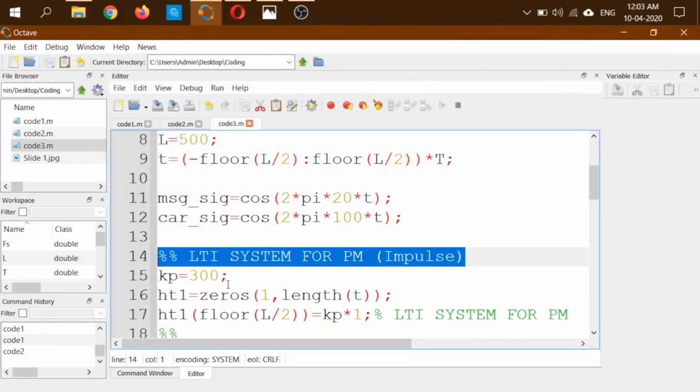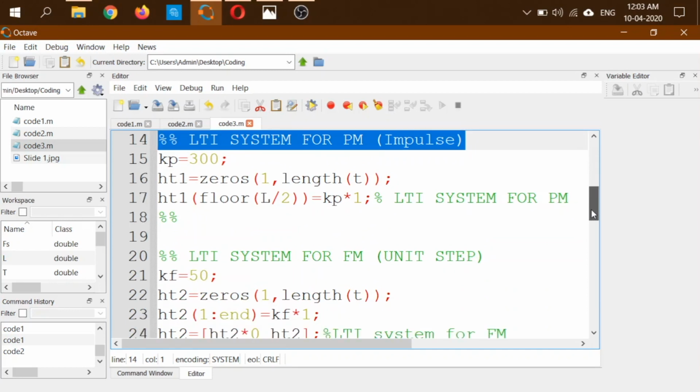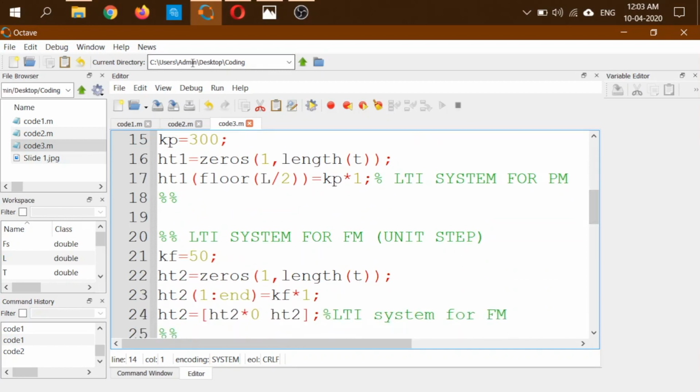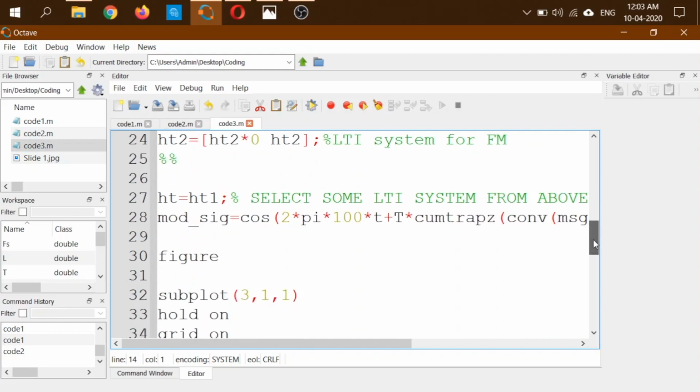With this minor change, h1(t) is the first impulse response that you are using. It is all zeros for the length of t, and you have replaced the central element by kp times 1, so that this combined thing becomes an impulse function. And then you have applied this, and you could also use h2(t) as a unit step function. This is the code for that. You can figure it out for yourself that this will create a unit step function, and you can get the results accordingly. While plotting, you have a choice to make your h(t) either h1 or h2. I have selected h1, and we will get the plot of this function for phase modulation.